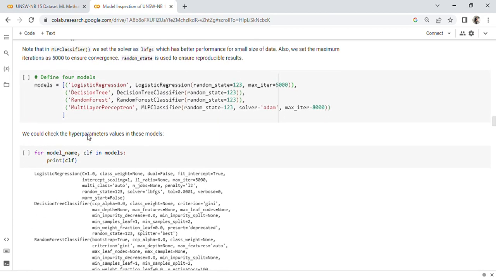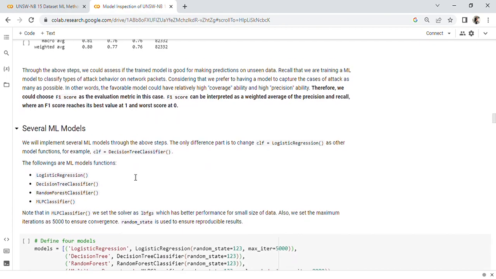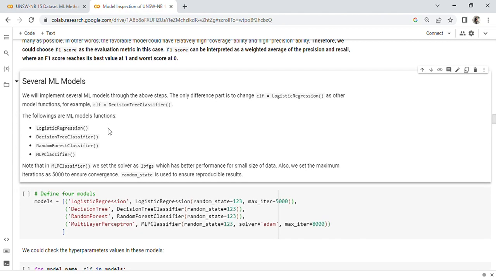So you can see the results here. Here are the several ML models that are performing on the dataset: logistic regression, decision tree classifier, random forest, and multi-layer perceptron. So I can give a short idea about these ML models.